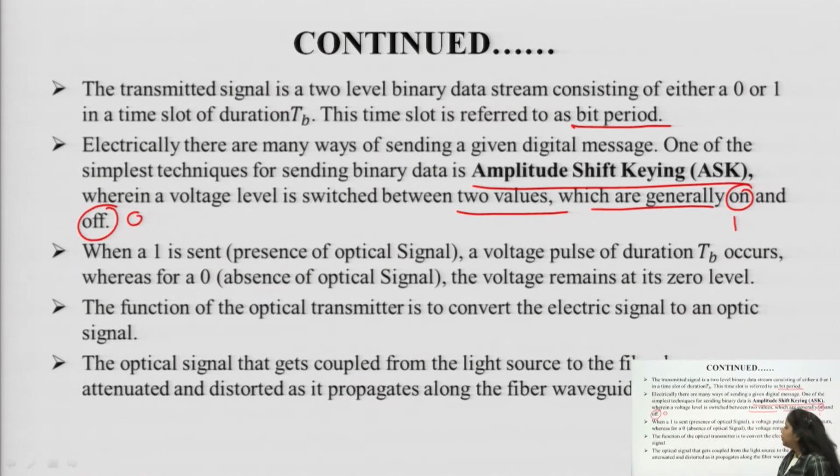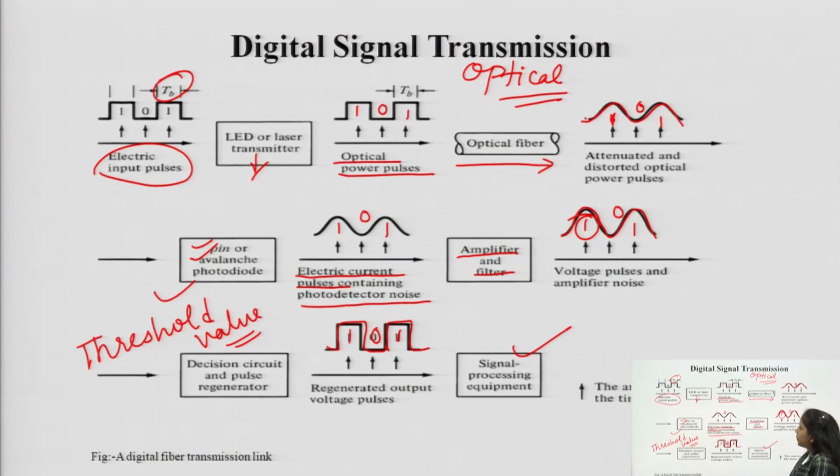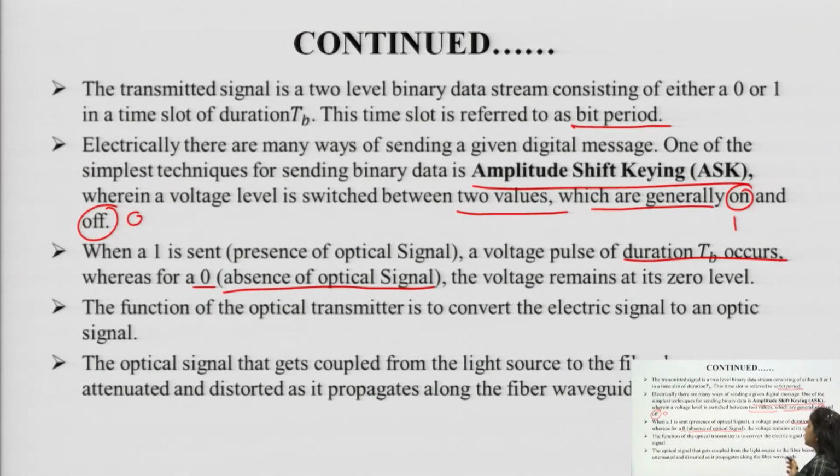When a 1 is sent, that means presence of optical signal. A voltage pulse of duration TB occurs, whereas for 0, that is absence of optical signal, the voltage remains at its 0 level. The function which is already told to you in this figure, that function of an LED, is to convert the electrical signal into the optical one. The optical signal gets coupled with the fiber and it gets attenuated during its propagation process.